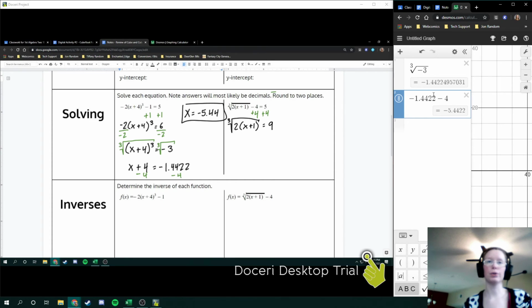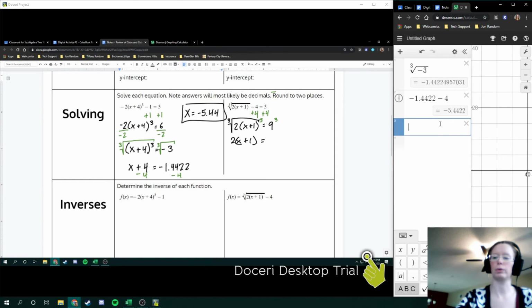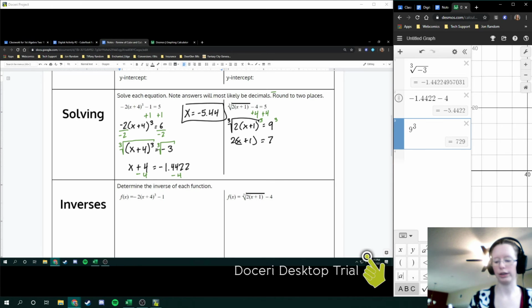Well, now I have a cube root that I need to get rid of, so I'm going to cube both sides. Cube, cube, okay. Get 2x plus 1 equals whatever 9 cubed is. I don't remember what that is. We don't have our lovely power posters here. So I'm going to go 9 cubed, 729. Holy cow. Okay.